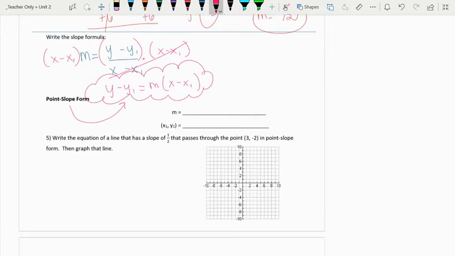So you take your y minus your y value, and then equals m, which is your slope, and then this would be your point. Okay, so the x1, y1 is the point that you plug in.